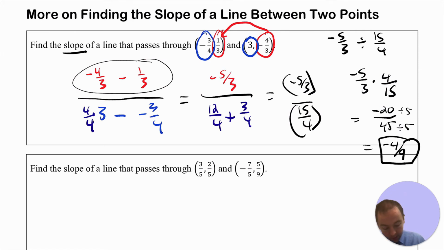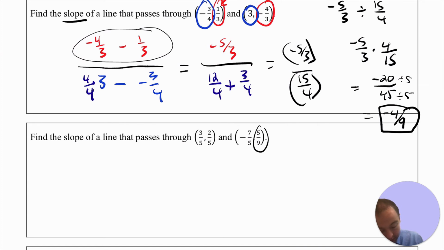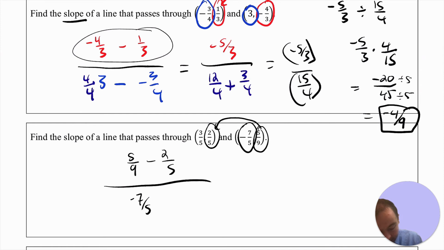And then just another example right here. Similar sort of scenario, just with some fractions. You've got 5 over 9 minus 2 over 5 for the rise, and then for the run, we'll want to take negative 7/5 and subtract away 3/5.